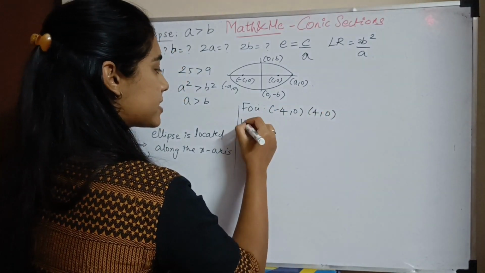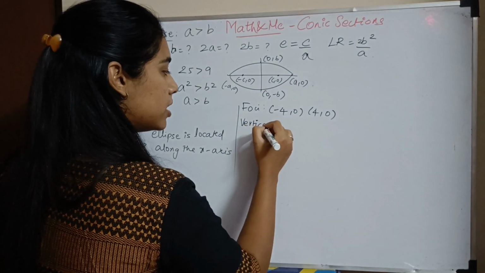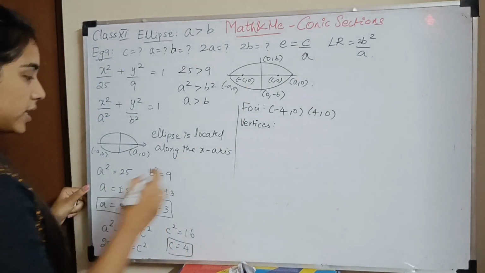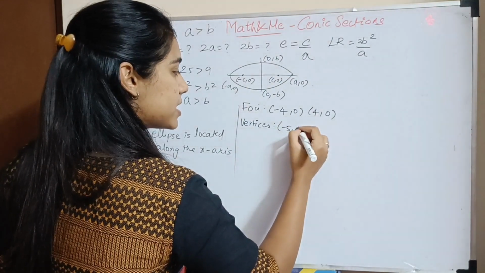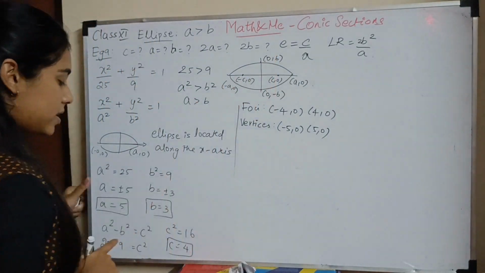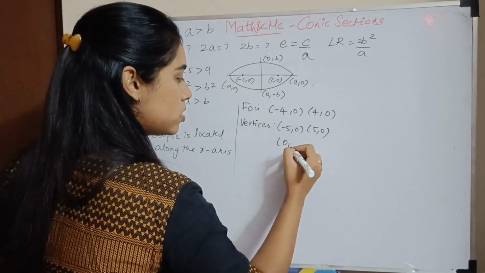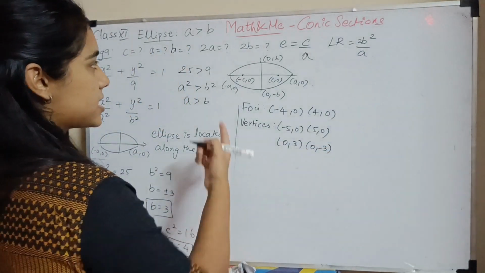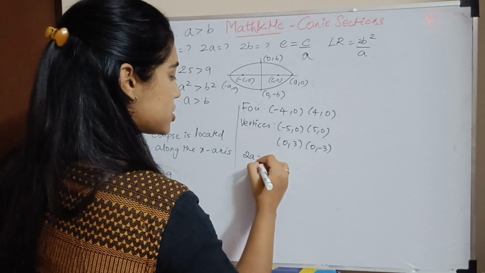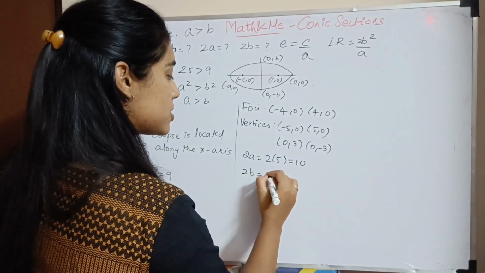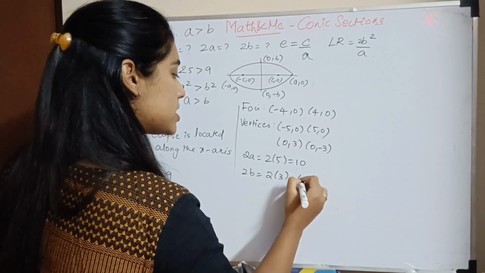So what are your vertices? You have two vertices, which is minus a comma 0, a comma 0. So it is 5. Minus 5 comma 0 and 5 comma 0. What is my other vertex? 0 comma b and 0 comma minus b. So it is 0 comma 3 and 0 comma minus 3. So these are my vertices. Then the length of the major axis is 2a, which is 2 times 5, 10. Length of my minor axis is 2 times 3, which is 6.